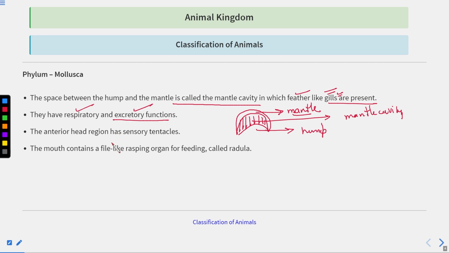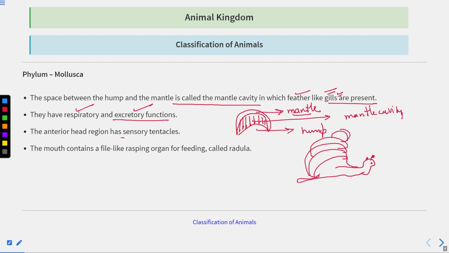The anterior head region has the sensory tentacles. So if you see the head region, they have the tentacles. Okay, and they have this shell region like this.